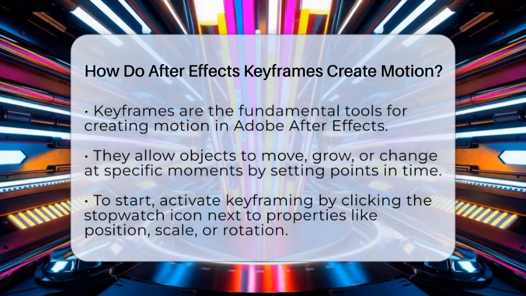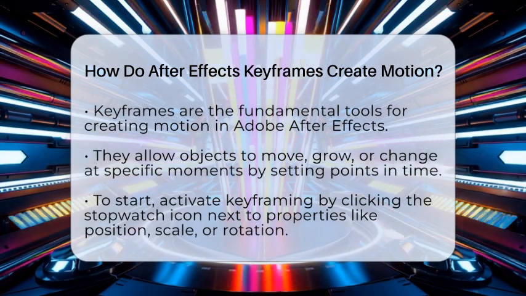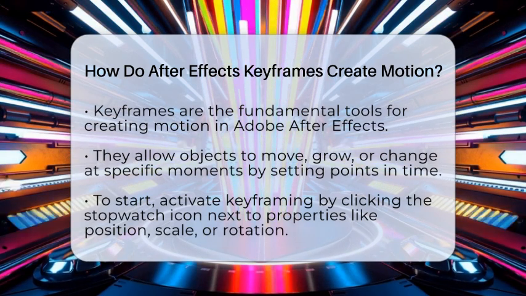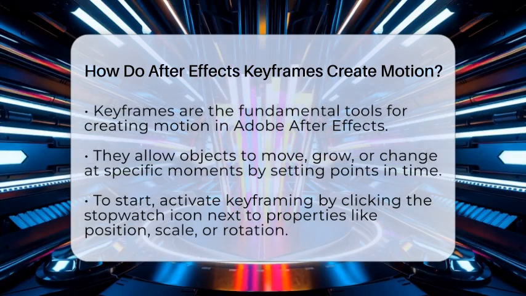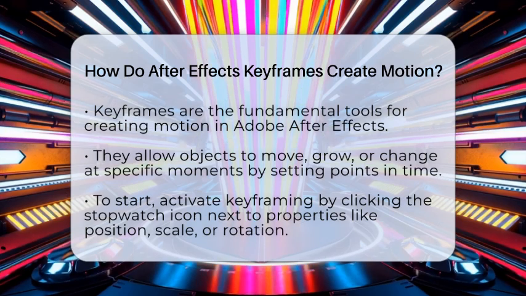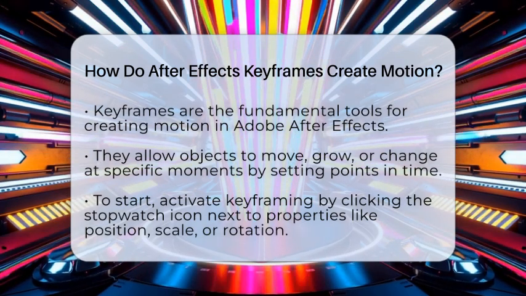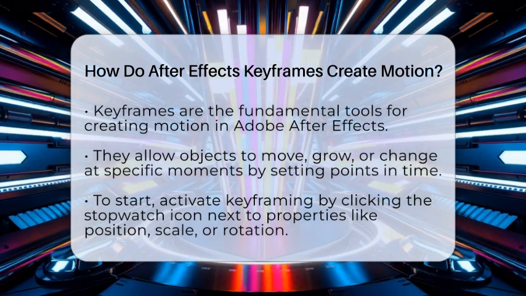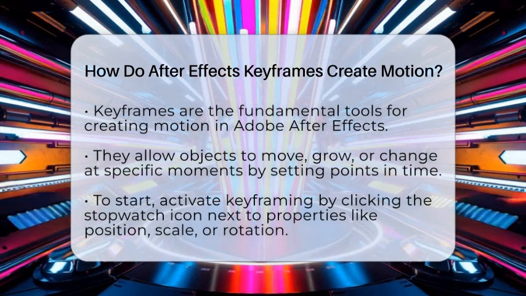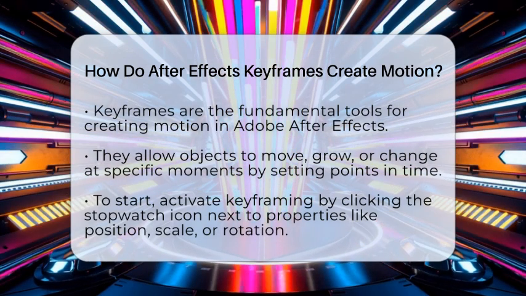When you work with keyframes, you tell the software exactly how you want something to look at specific moments. For example, you might want a shape to start small and then grow bigger. You set a keyframe at the beginning with the shape small, then move the timeline to a later point and set another keyframe with the shape larger. After Effects then calculates the frames in between, creating a smooth transition from small to big.